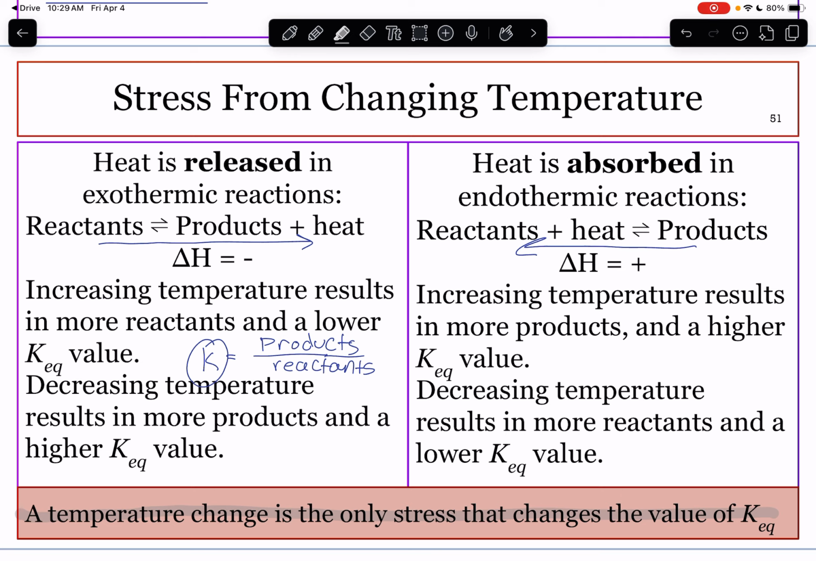This is why in equilibrium problems, when it states the K or equilibrium constant value for a reaction, it will always say you're at a certain temperature or even give you the specific temperature, like 500 degrees Celsius. You don't use the temperature in the problems, but it's stating the temperature because the K value is dependent on what temperature it is.